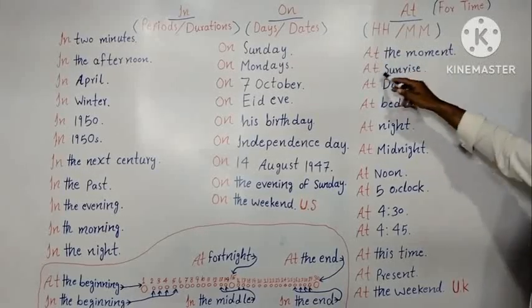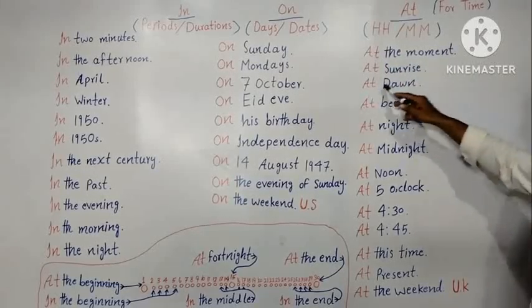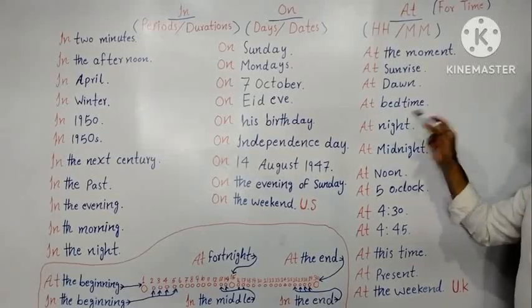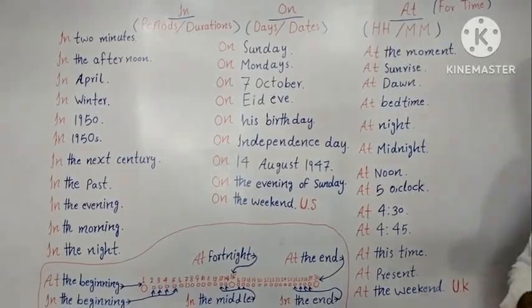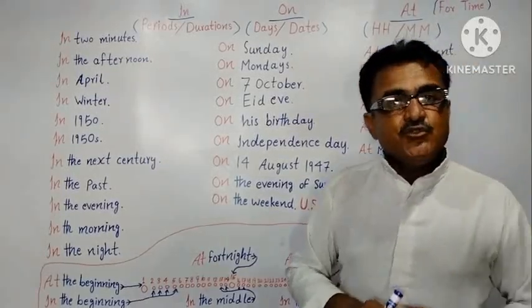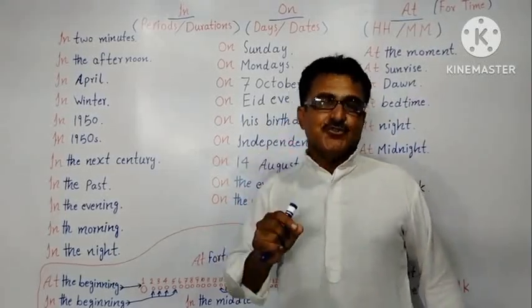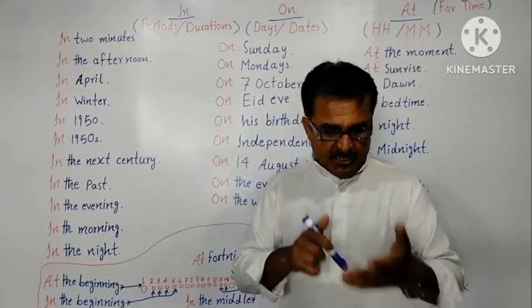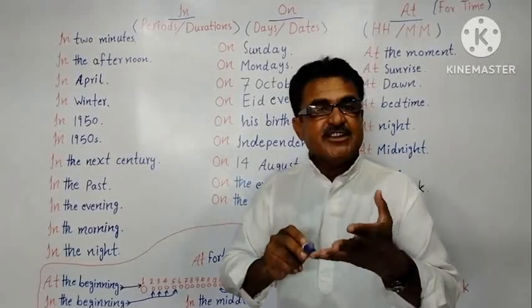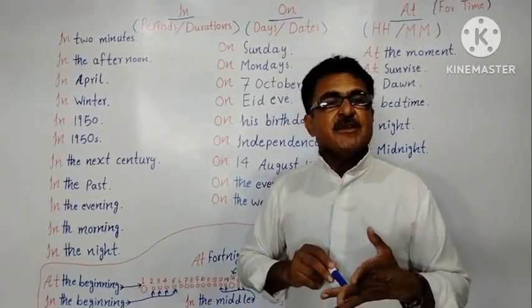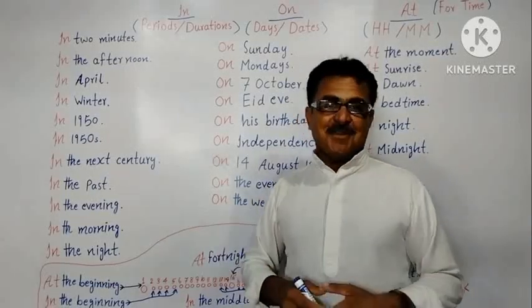At the moment, at sunrise, at sunset, at dawn, at dusk, at bedtime, at lunchtime, at dinner time. Now remember this: whenever you use the word time in your sentence, then you should use "at". For example, at lunchtime, at dinner time, at school time, at college time, at university time, at any time.